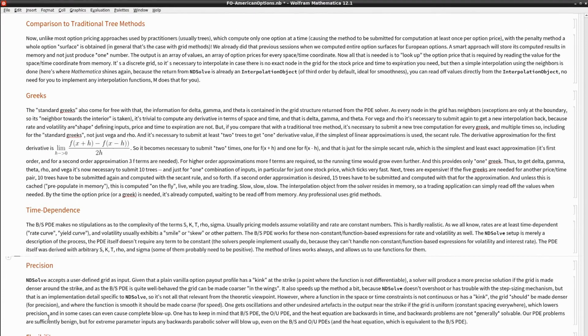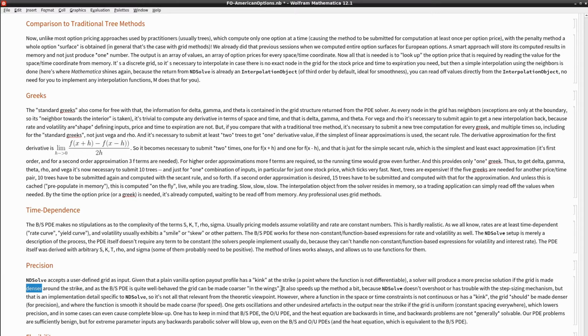The next item I want to talk about in this discussion is the precision. So AndySolve accepts a user-defined grid as input, and that is great news. Given that a plain vanilla option payout profile has a kink at the strike price, that is the point where the function is not differentiable, a solver will produce a more precise solution if the grid is made denser around the strike. The Black-Scholes PDE is quite well behaved if the grid is coarser when we are further out in the wings. But at the kink, at the strike, we really don't want to have a coarse grid, we want to have a dense grid.